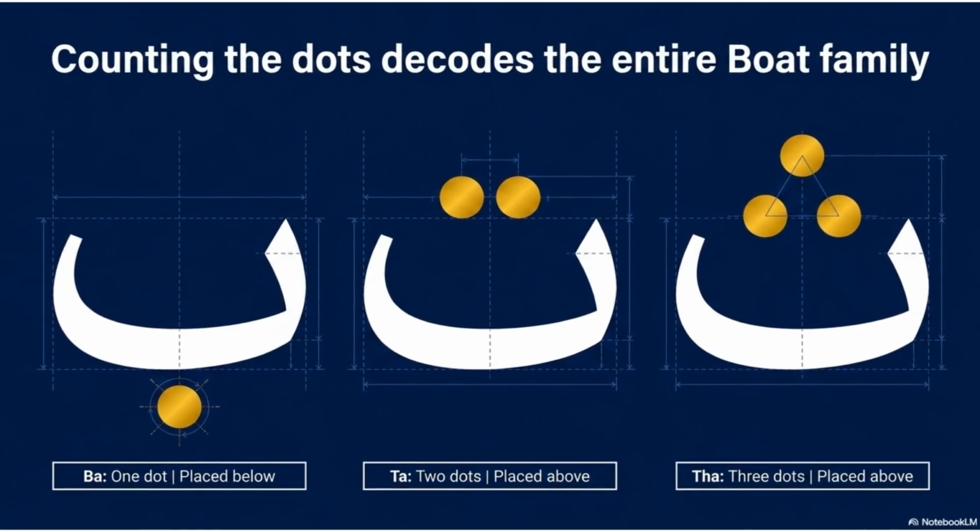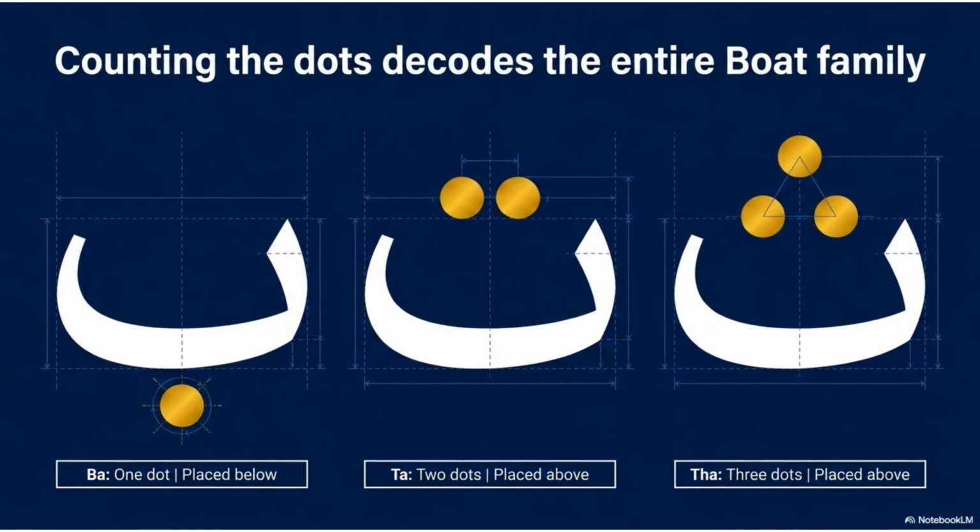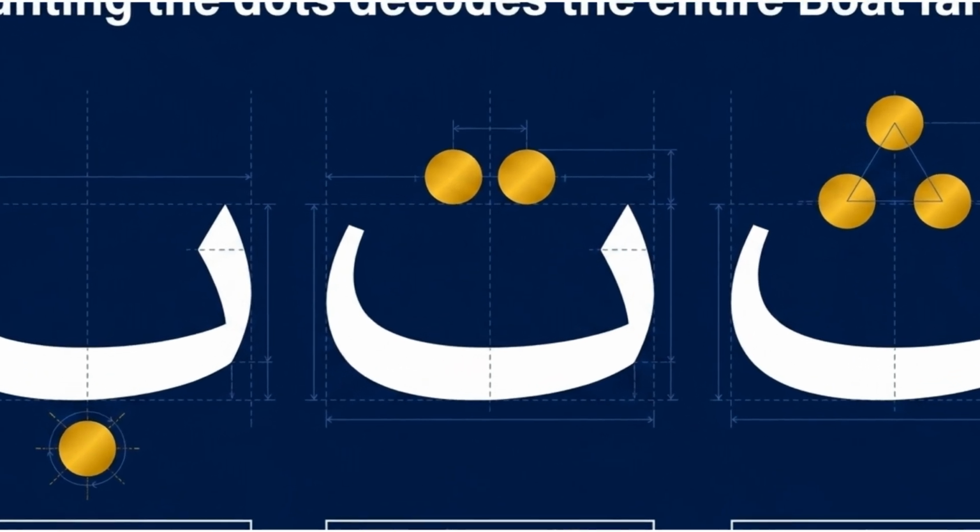Ba has 1 dot placed below. Ta has 2 dots placed above. Tha has 3 dots placed above.